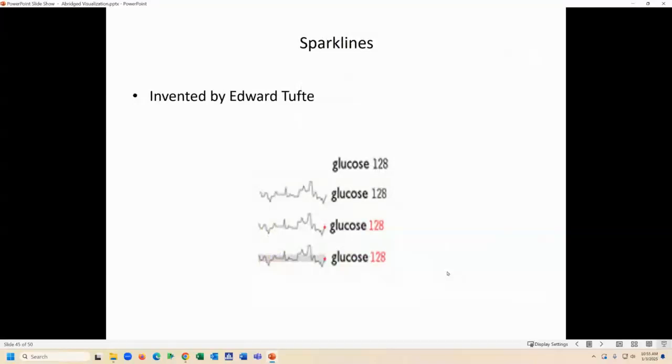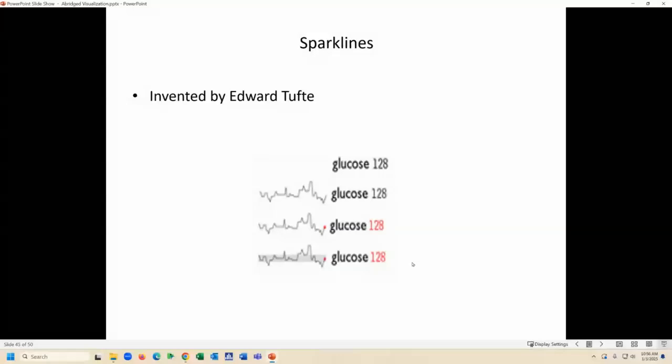Sparklines is something that was invented by Edward Tufte. You'll find they're built into Excel. They can be very useful. He sued Microsoft for stealing sparklines from him. I don't know what the outcome of that suit was, whether Tufte won or not, but Tufte clearly invented the sparkline, which Microsoft then adopted and I guess didn't pay him for.